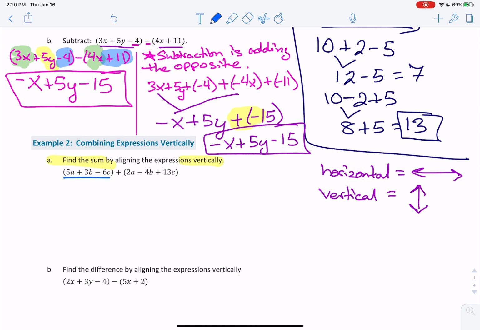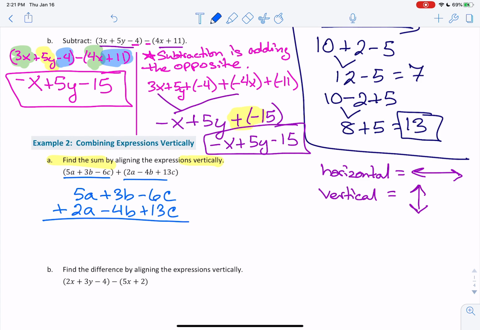Well, we can take this first expression and add it to this second expression by rewriting it as 5a plus 3b minus 6c plus 2a minus 4b plus 13c. Now you'll notice that I stacked them on top of each other, and I have the numbers with the same variables lined up together because you have to do like variables in order to combine.